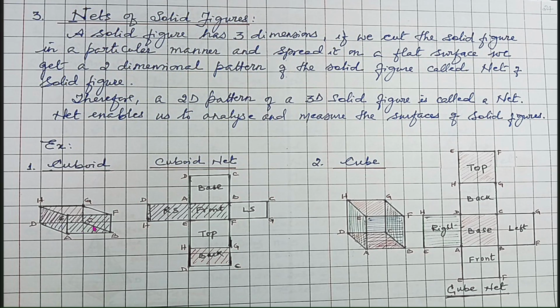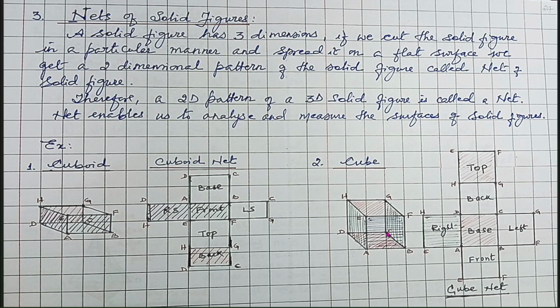After the base we have got the front side, and that is AEFB, the front side. Then we have the top. We can go on the top. There is the top side here, then the back side here, and on the left and right we have the right side and the left side. So this is a 2D pattern of a 3D cuboid. Remember that three-dimensional solid figure, that is cuboid.